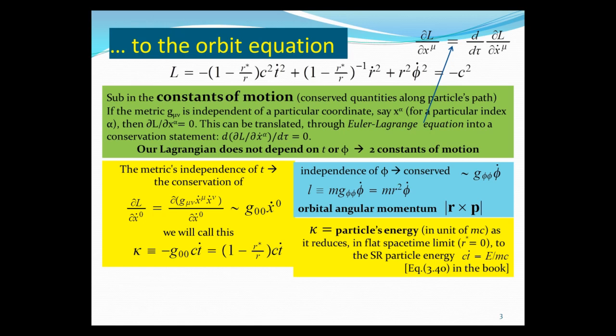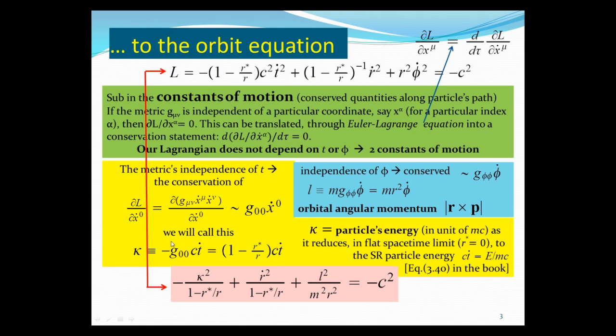The expression for special relativity is E over m c squared equals the differential of coordinate time with respect to proper time, t dot. But this expression, because GR reduces to special relativity when r star equals 0, indeed kappa reduces to c t dot. That's the expression for energy in special relativity. So it's proper to associate kappa as the energy of the particle in GR. So it's also not surprising that it's conserved.